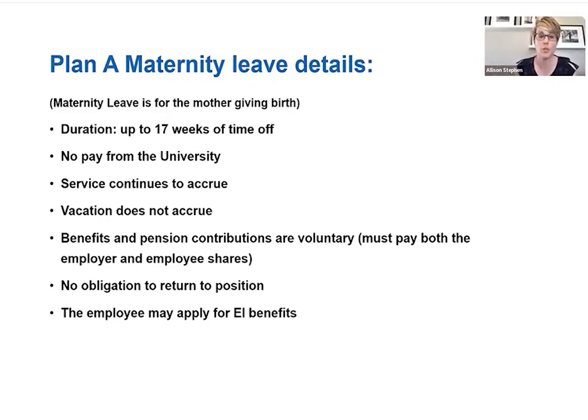There is no obligation to return to the employee's position after this leave. And they are still eligible for EI benefits. So as long as they've worked enough hours, even though the university is not paying them, they can apply for EI and receive up to 55% of their income for the 17 weeks.